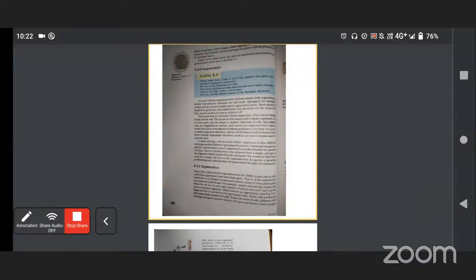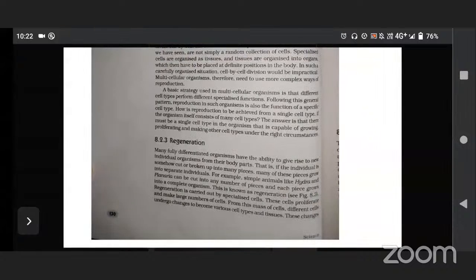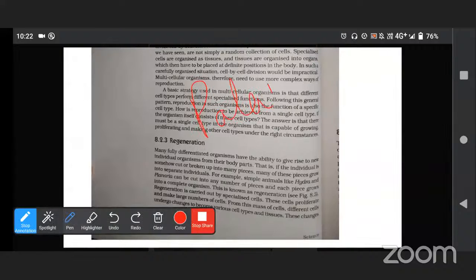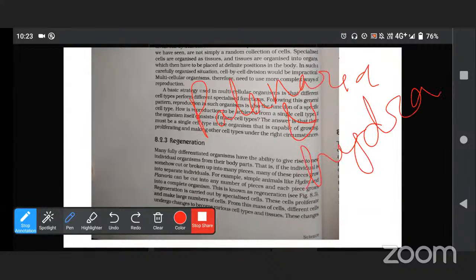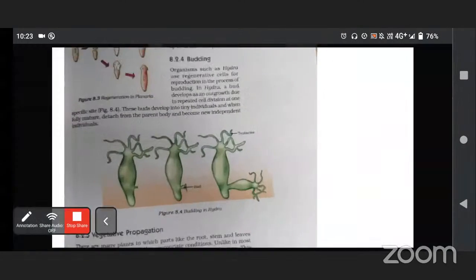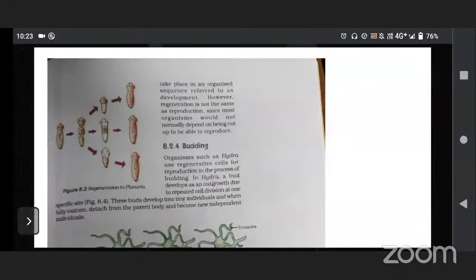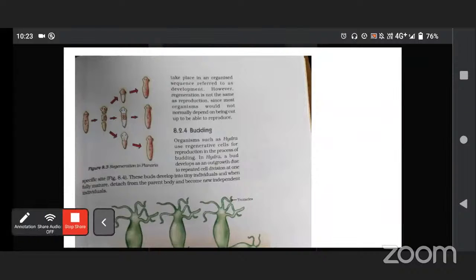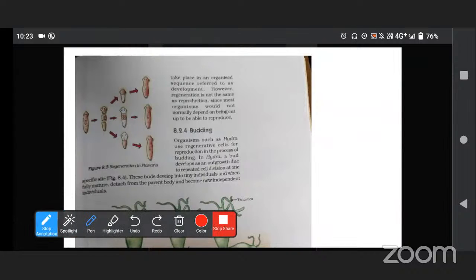Third one, you see, is regeneration. So regeneration is what? Planaria and hydra. They reproduce by this process. How do they reproduce? This is a planaria. Okay, this is a planaria.